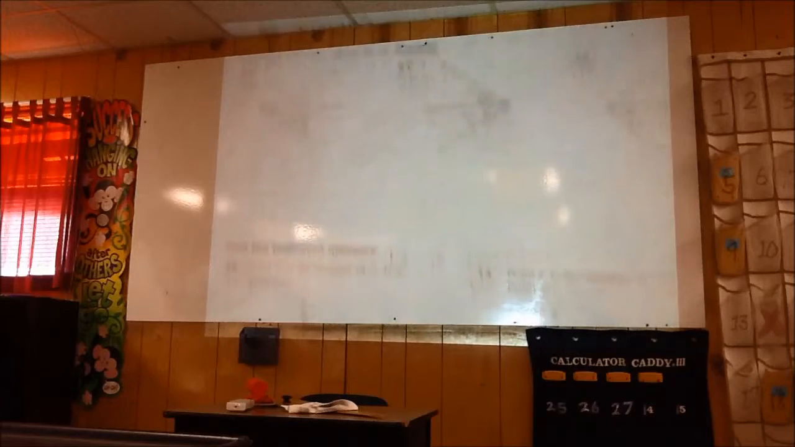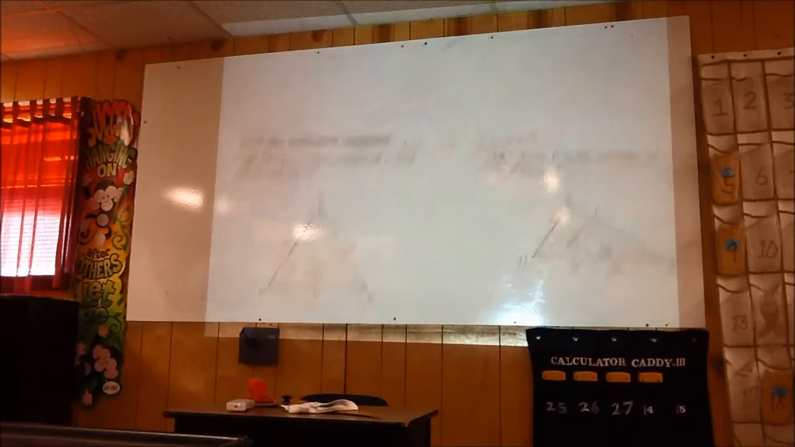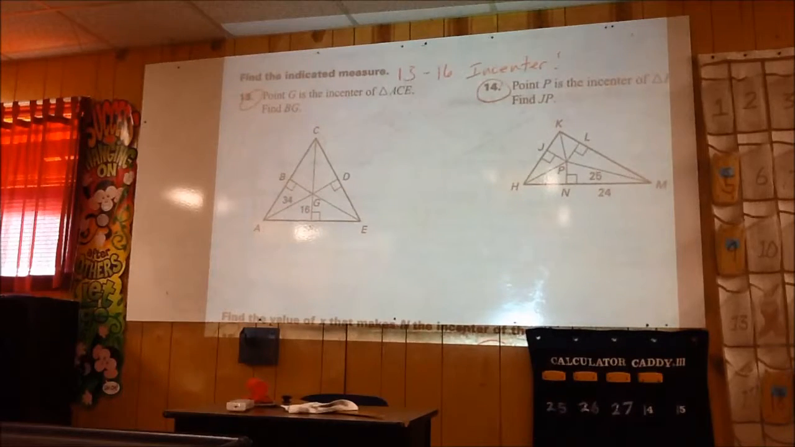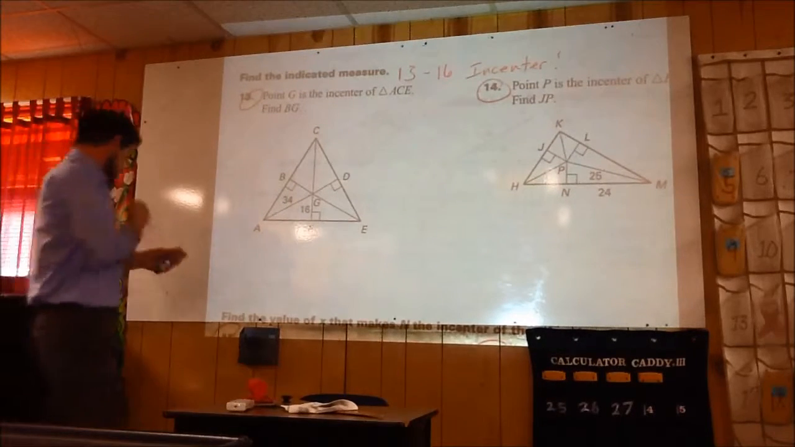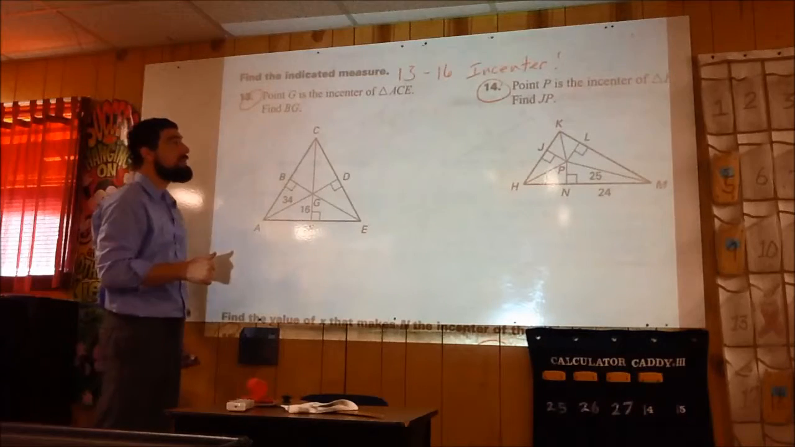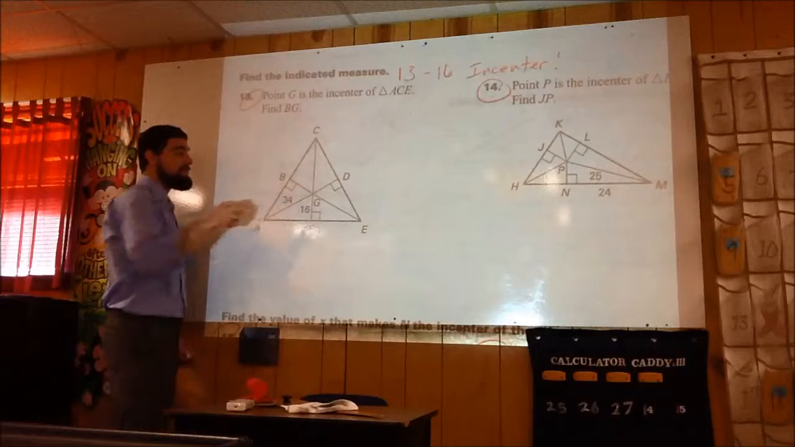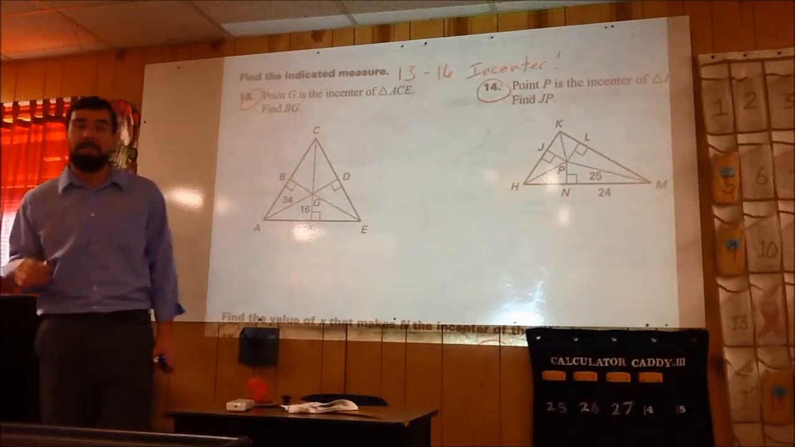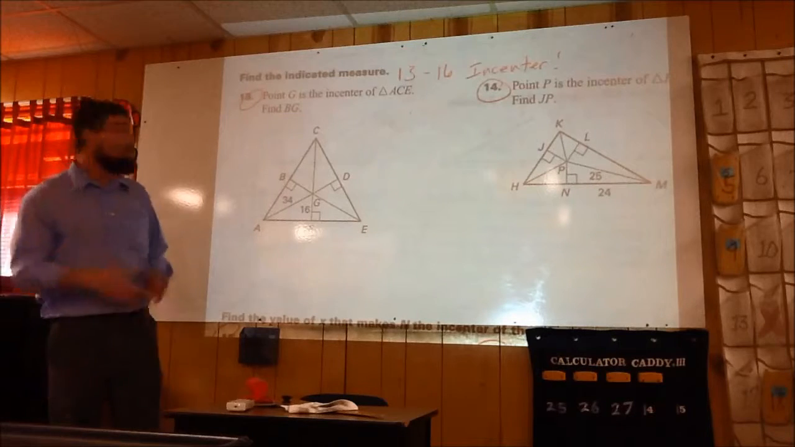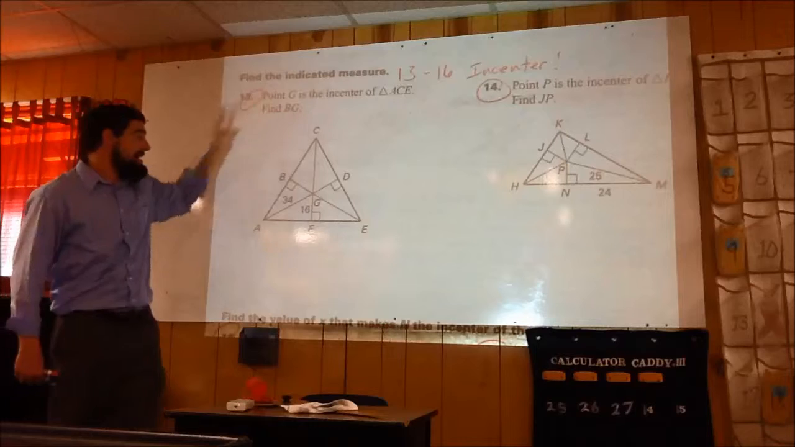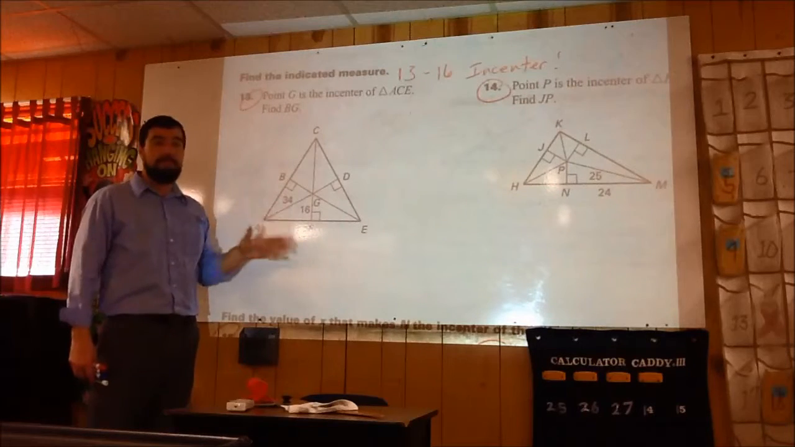However, it's not until 13, 14, and 15 where you get into these incenters, right? So number 13, let's look at this one together. First off, I have triangle ACE, and inside this triangle we have 6 segments. You need to be able to read the instructions and determine what these segments are representing.